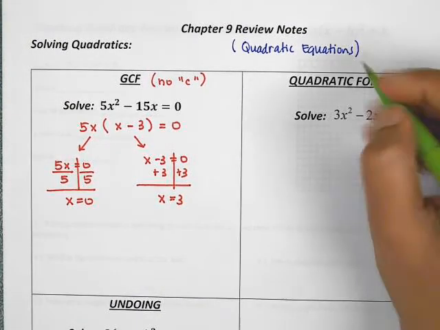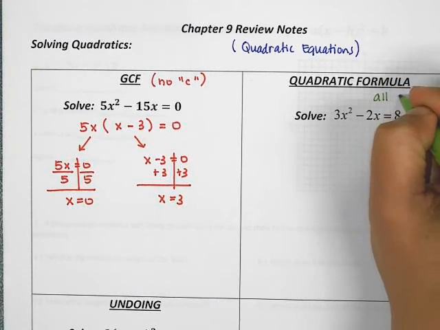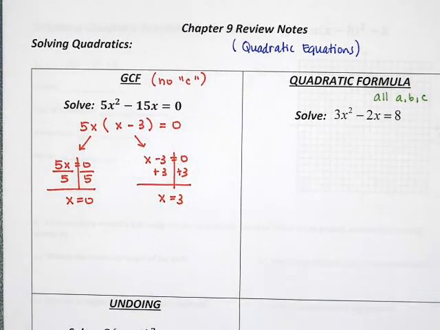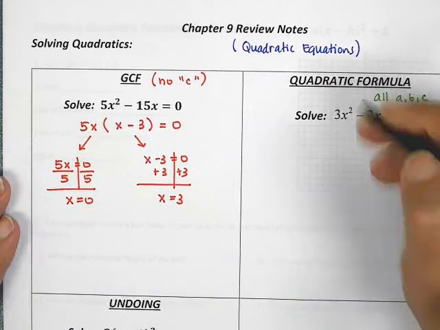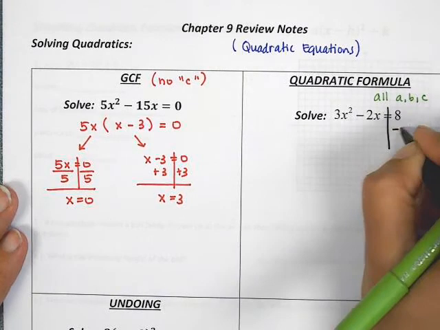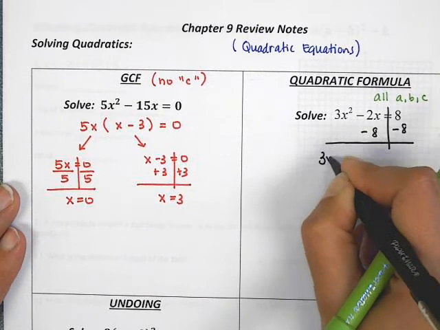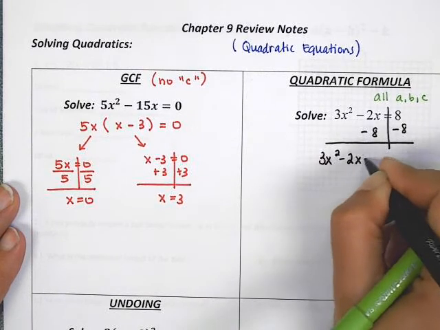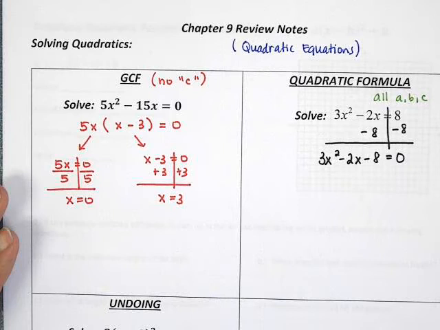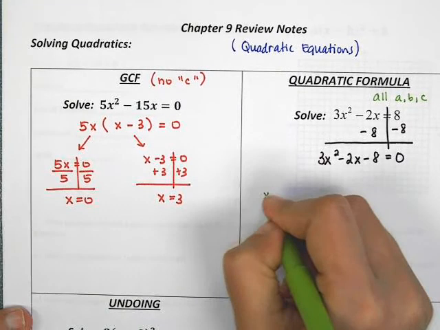We could also use quadratic formula. We said you use quadratic formula when you have all a, b, and c there, but one of our rules was that we always needed to equal 0 first. So before I solve this guy, I'm going to subtract 8 on both sides. I'm going to get 3x squared minus 2x minus 8 equals 0. And then I'm going to use my quadratic formula.